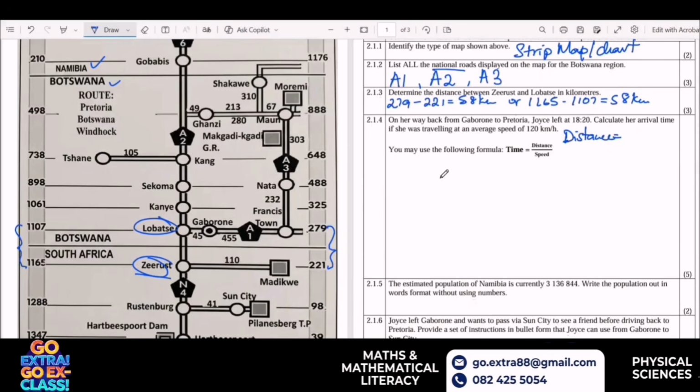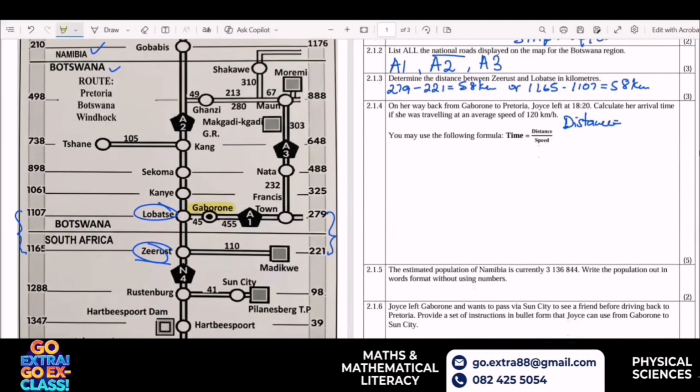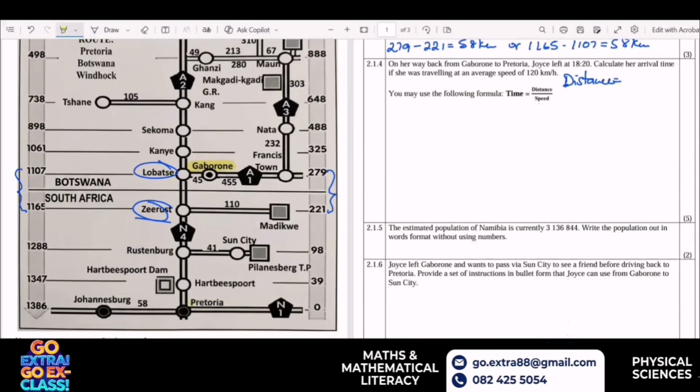Let's look at it. From Gaborone. So where is Gaborone? Here, I'm going to try to highlight it. Gaborone, it's here. Yes, it's here. And then where is Pretoria? Pretoria is here. It's on this position here at the bottom. So the distance from Gaborone to Pretoria, and if you check carefully there, you're gonna notice that Gaborone is more inside.